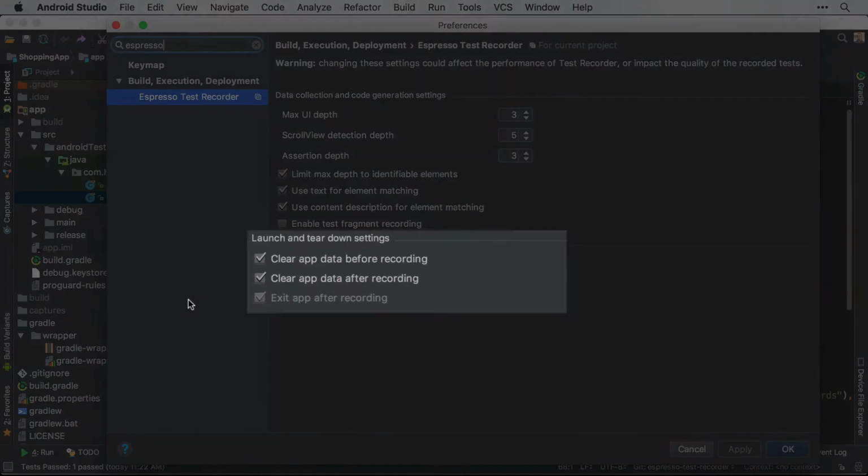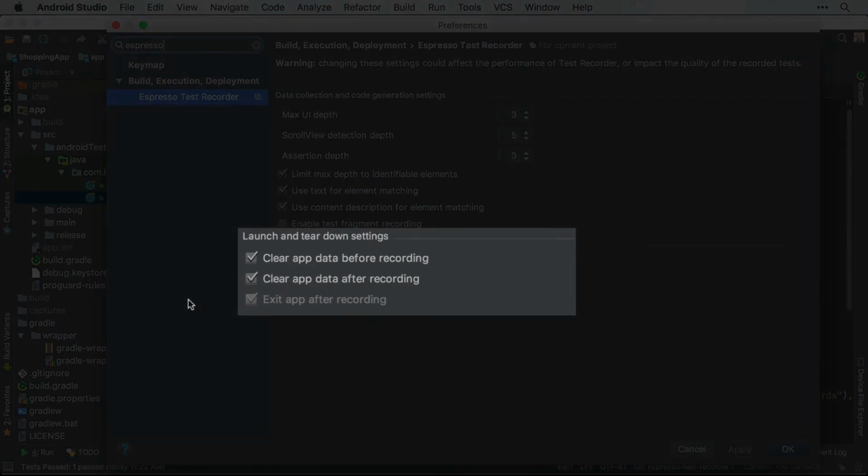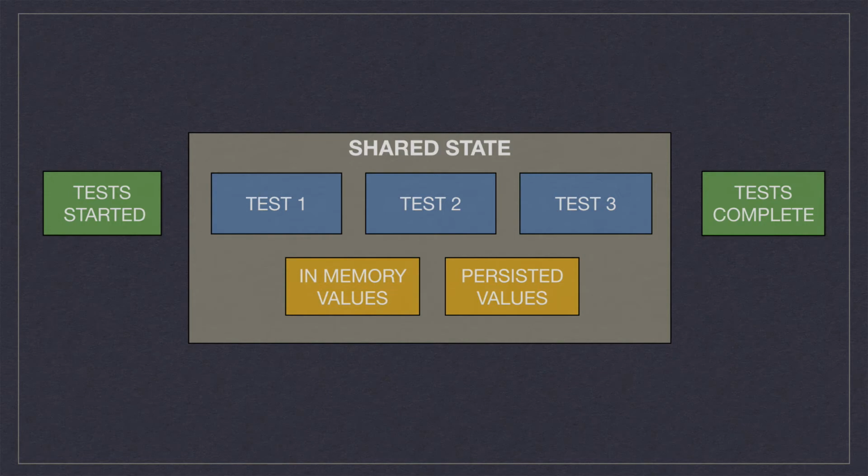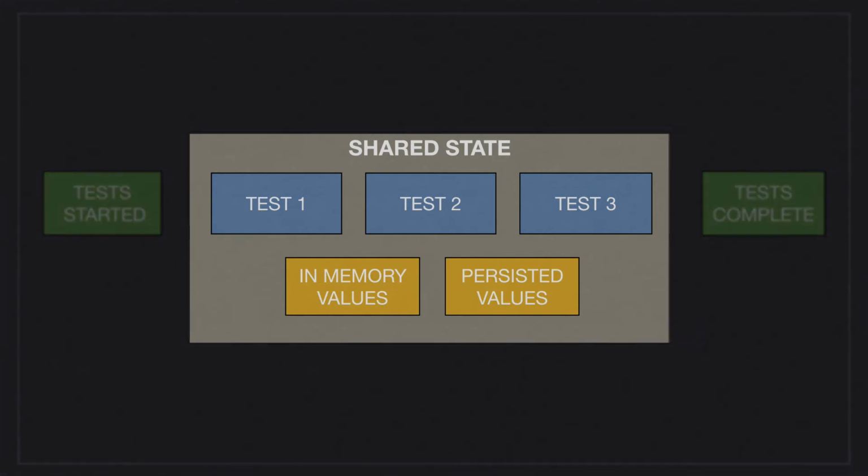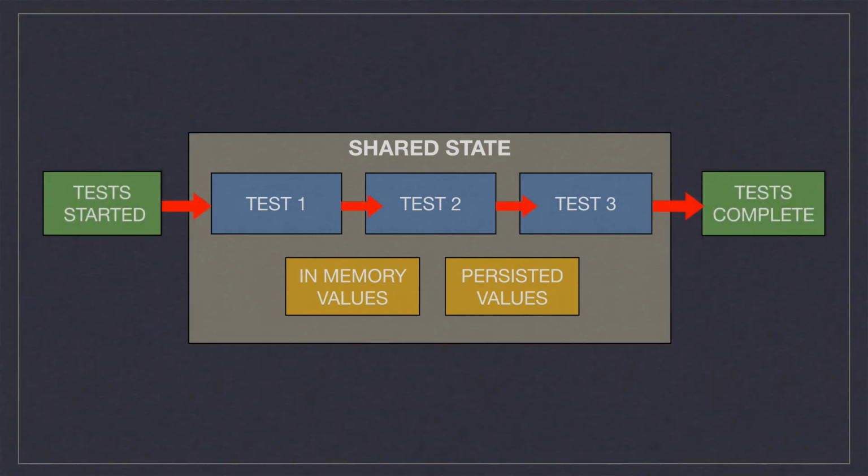In the Launch and Teardown Settings section of the Preferences for Espresso Test Recorder, you will see options for clearing app data before and after the test recording. A common problem you'll run into with Espresso testing is that of shared state. Shared state means that the values stored in memory while your app is running and the values written to disk are not cleared between test runs. Each test executes on the application state that was left behind from the previous test execution.